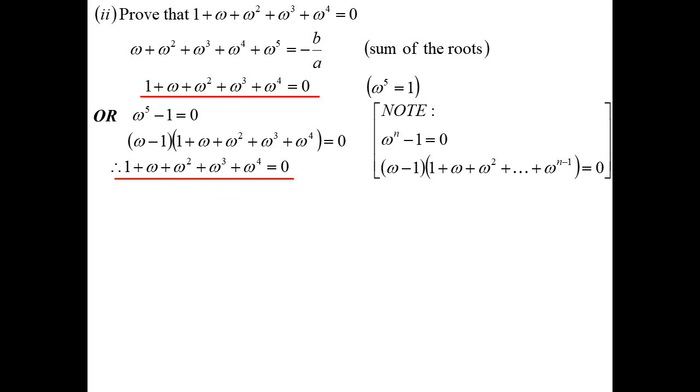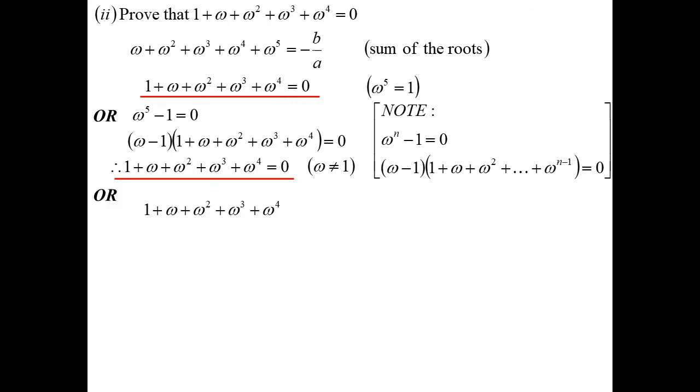We know that omega minus 1 can't equal 0. Remember we said omega was not equal to 1. That's the solution it's not. Therefore, it must be the other factor that's equal to 0, so the 1 plus omega plus omega squared and so on. Because we know omega can't equal 1. By the way, if it did equal 1, this would not equal 0. What would it equal? Each term would be 1, so it would equal 5.